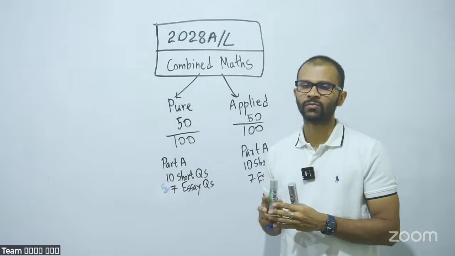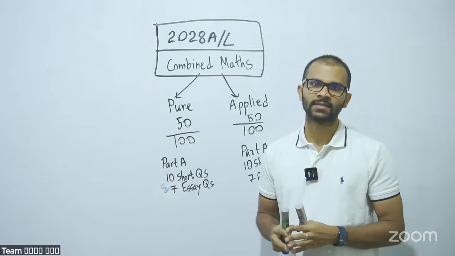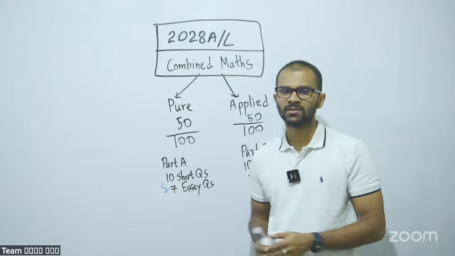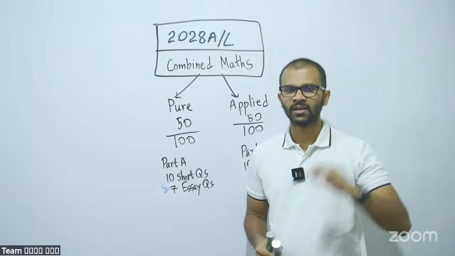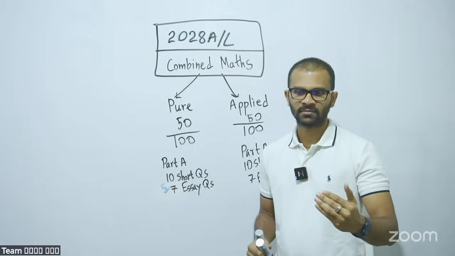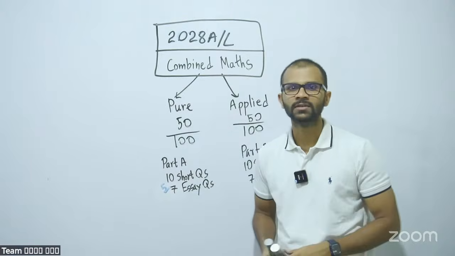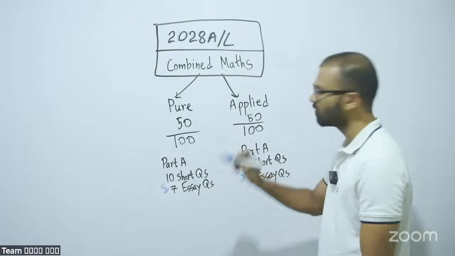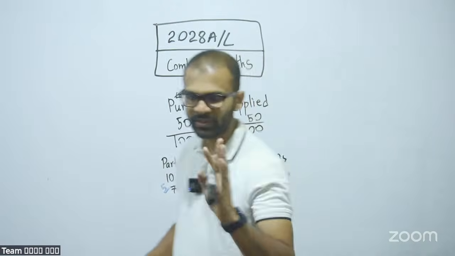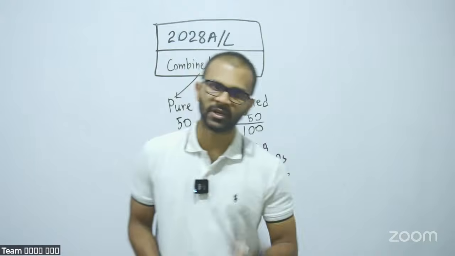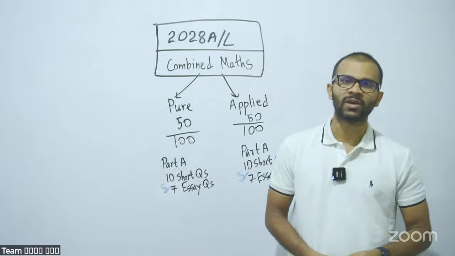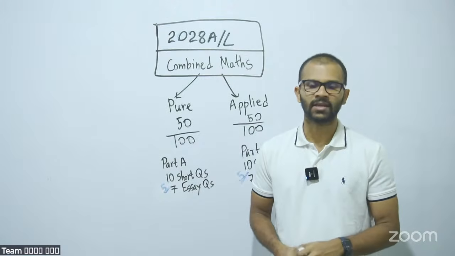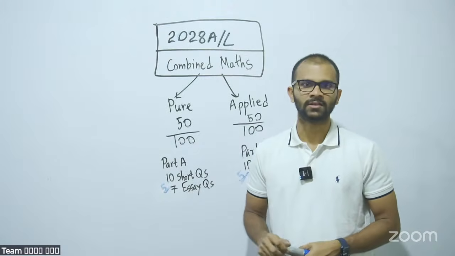So mainly you have to focus on short questions as well as essay questions. But for essay questions, you need not worry. Why? You can pick 5 out of 7. Even for the applied paper, you can pick 5 out of 7 for the essay questions. But for short questions, you have to answer them all. Otherwise, your marks will be deducted.